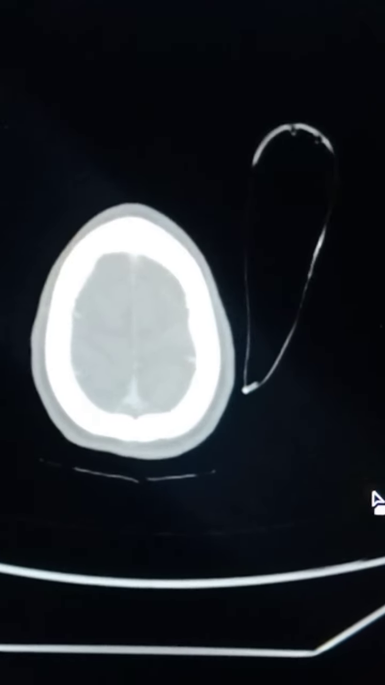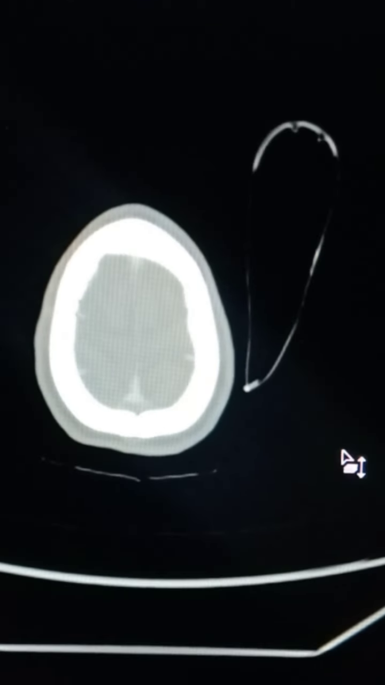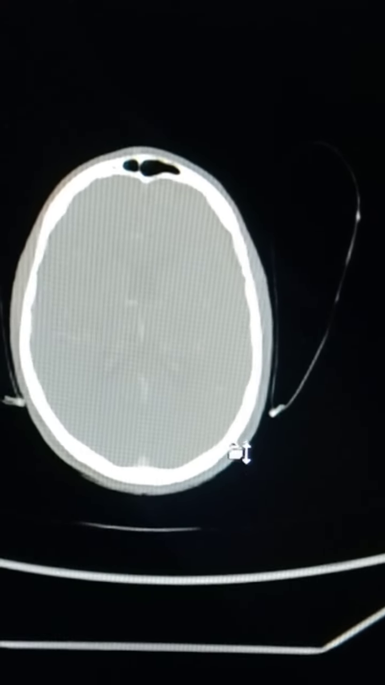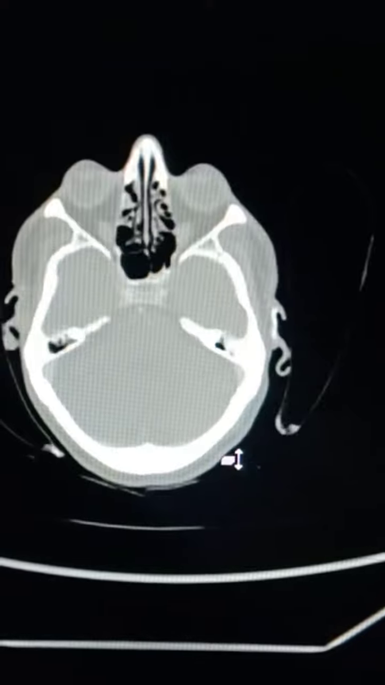Hey guys, let's see a normal scan today. This is the bone window. We can see the vault, the parietal, the frontal, and the occipital bones.